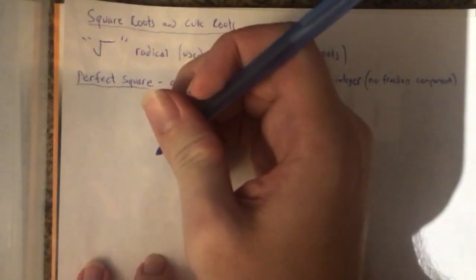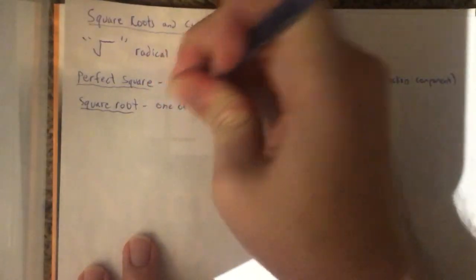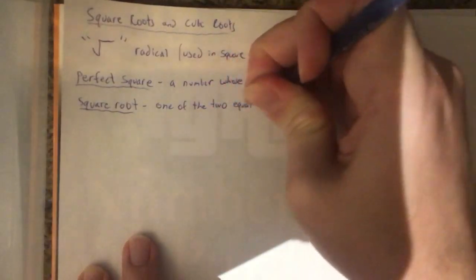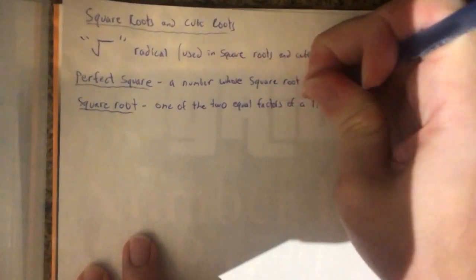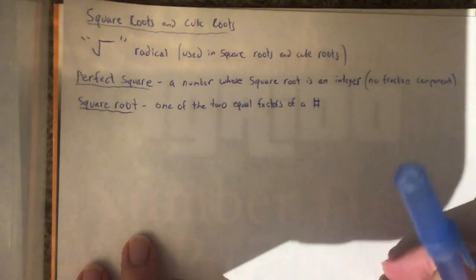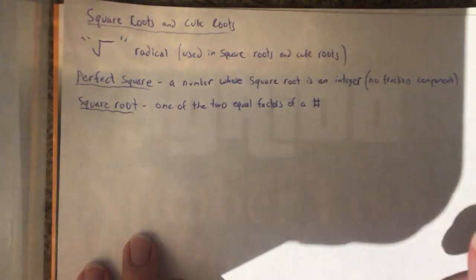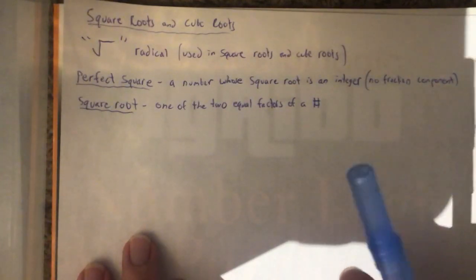This next definition is a square root. A square root is one of the two equal factors of a number. Basically, I'm multiplying a number by itself to equal a number. It's the same number. And we'll get into that a little more in just a bit.